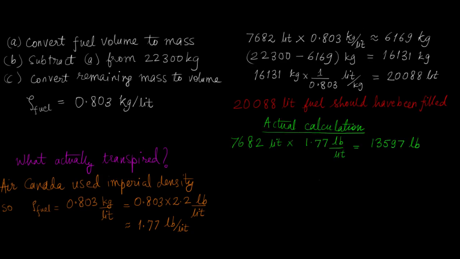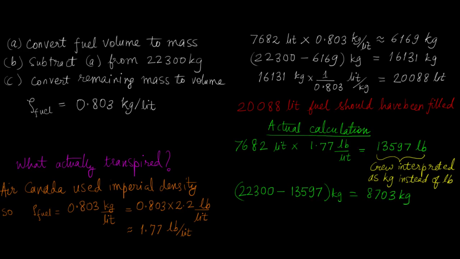So what did the actual calculation of the pilot suggest? The pilot wrote down 7,682 liters multiplied by 1.77 pound per liter, which comes out to be 13,597 pounds. The crew interpreted this poundage as kilogram instead of pound because they thought whatever the pilot is reporting should be in kilogram rather than pound.